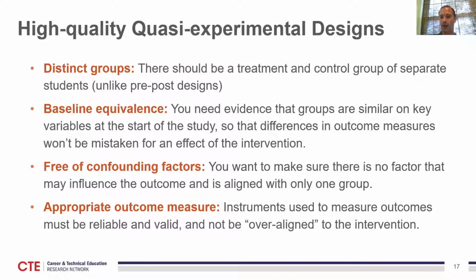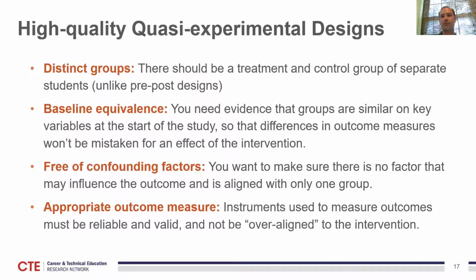Group formation can be accomplished through various non-random processes. Groups could be created largely for convenience, for instance, choosing comparison group schools that are near your intervention schools, or by comparing schools that volunteer to implement a new curriculum to those that did not.